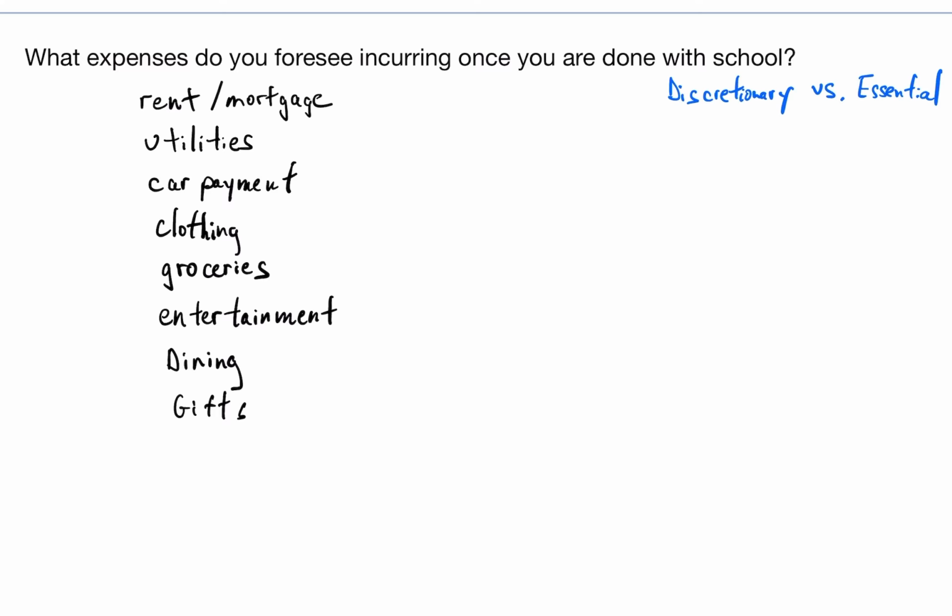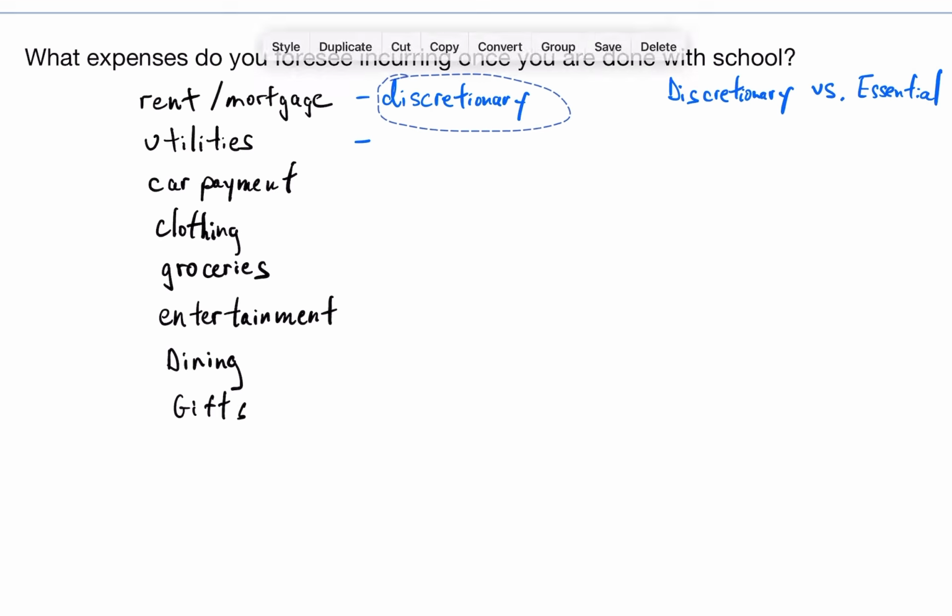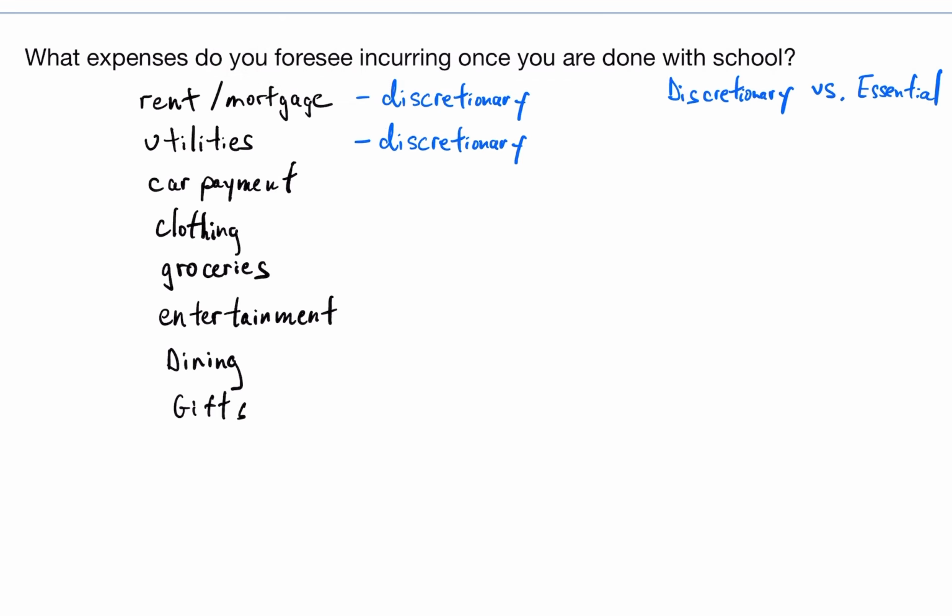So let's take a look at the first one. We've got rent and mortgage. All right, so we definitely need to pay for something to live in, and so we would call that discretionary. Okay, so we're going to call this discretionary. The other expense that you're going to also incur are utilities, and these are, again, electricity, water, trash removal, gas, and so forth. And I would say that this is also considered discretionary because we do need to have those expenses.